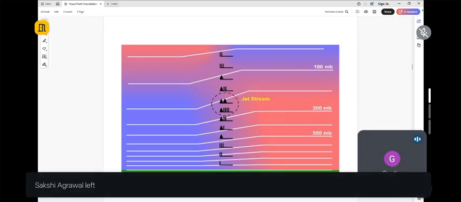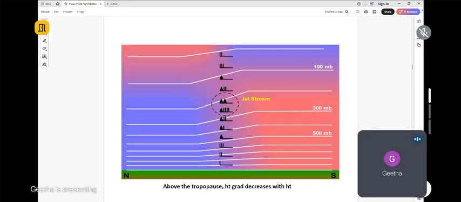Then further above, wind speeds will start decreasing. So there is a region where the wind speeds are the maximum as you go from the surface to the upper levels in the vertical. And this area of strongest wind speed is known as the region of the jet stream.